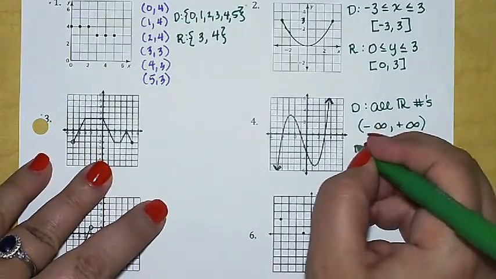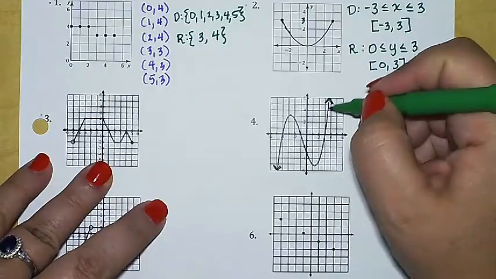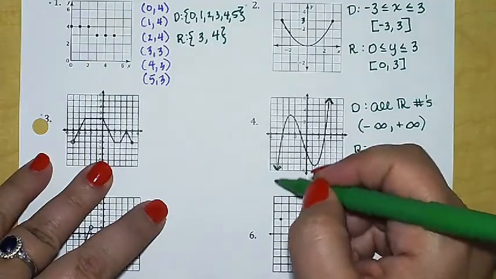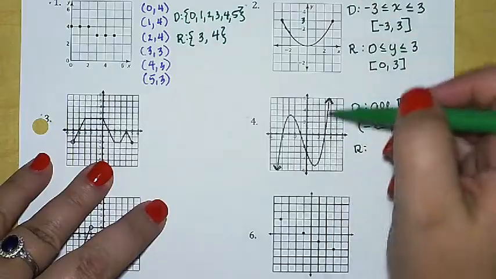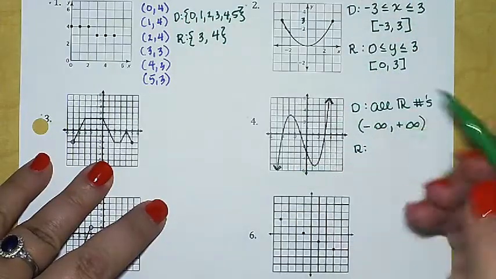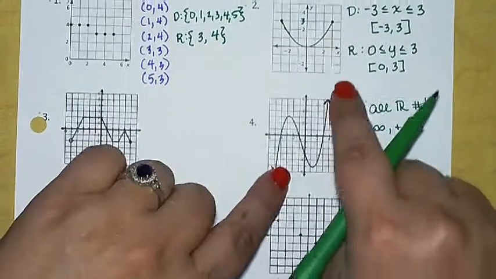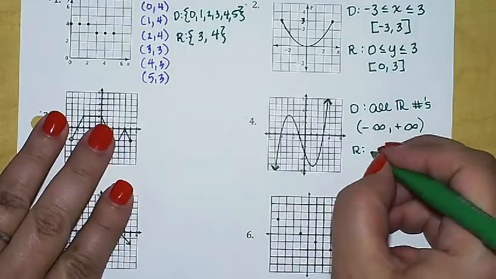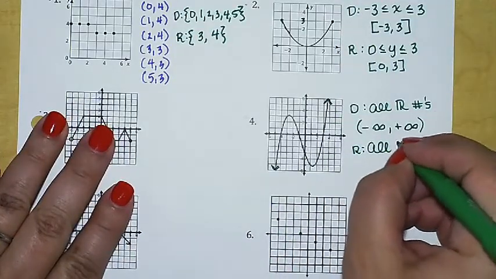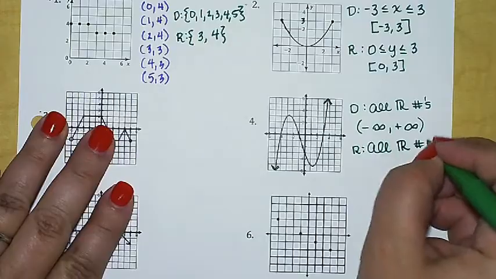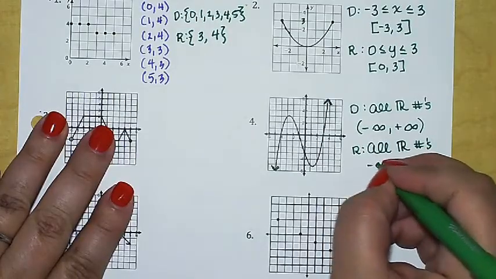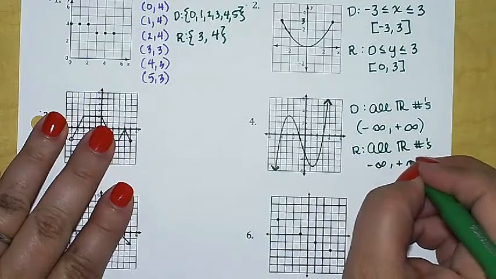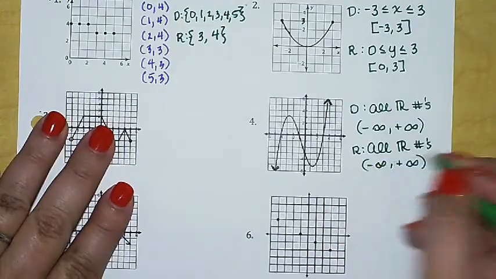Same thing is going to happen on this one with the range. Since these arrows are going infinitely up and infinitely downward, toward the positive y-axis and toward the negative, it expands again in both directions. That is all real numbers. Or from negative infinity to positive infinity. Okay, there's our range.